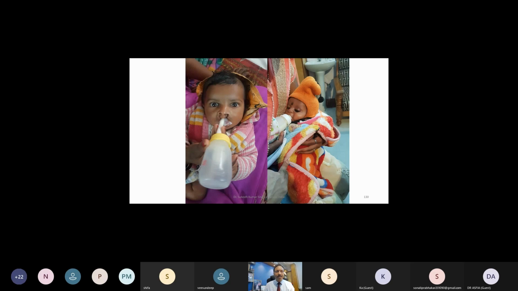Now, a lot of mothers use this method. They will keep on pressing this long dropper kind of nipple, and it will be fed. But they're touching it with their fingers.